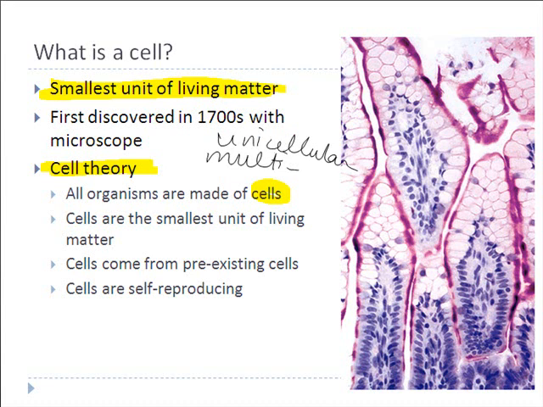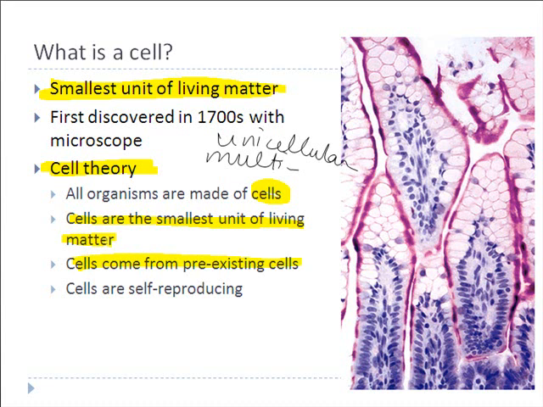Secondly, cells are the smallest unit of living matter. As I said previously, I cannot cut a cell up into smaller pieces and still have something that retains all the properties of living organisms. Therefore, a cell is the smallest unit of living matter. Thirdly, cells come from pre-existing cells. Cells do not just spontaneously pop out of thin air.